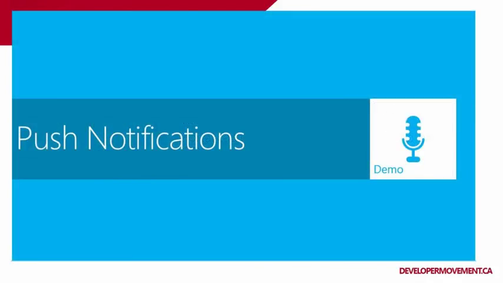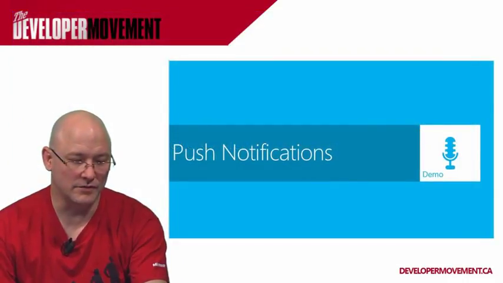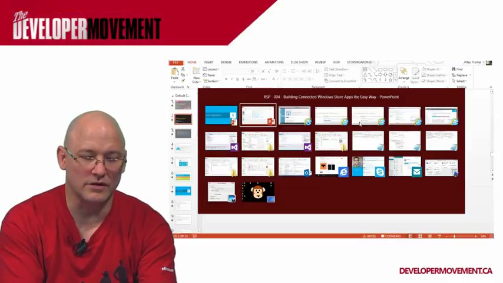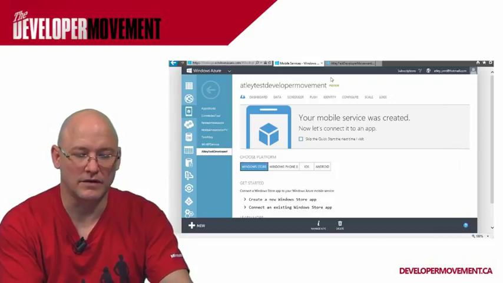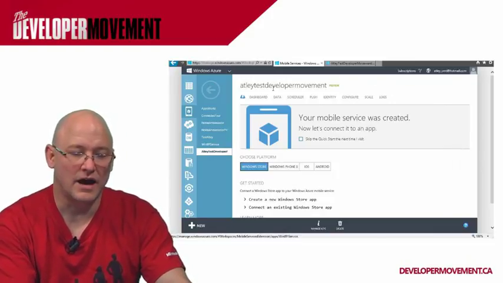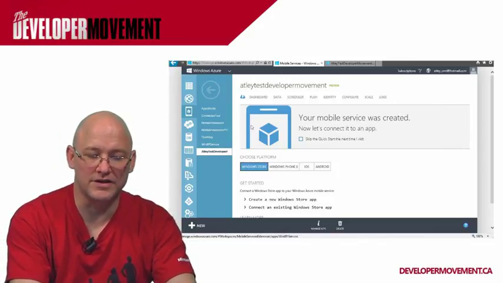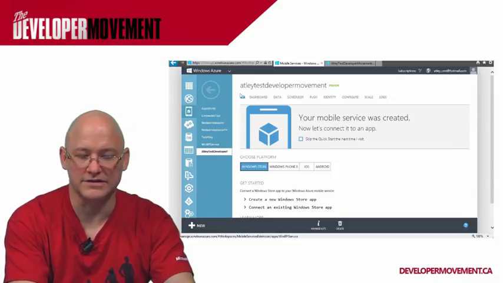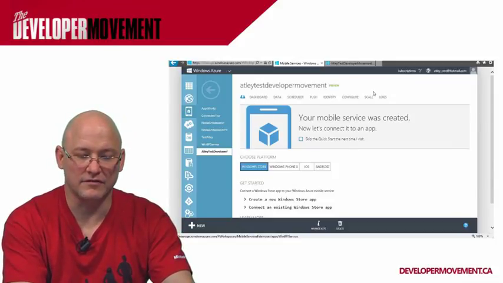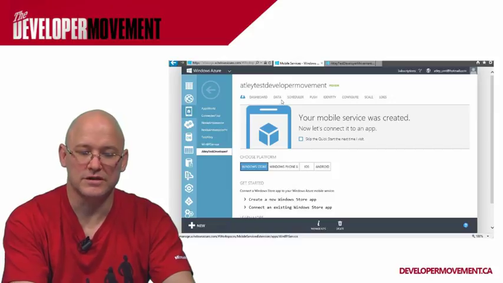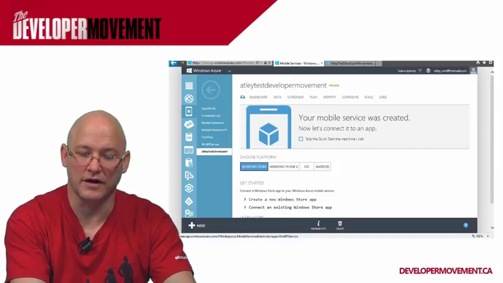Okay, so now we're going to do a quick demo on push notifications. We're just going to go in and take a quick look at our Azure Mobile Service here. Now, if you go back to the main page for your Azure Mobile Service, you'll see that across the top we have several different features: data, schedule, push. So push is the one that we're going to be concerned with at this point.